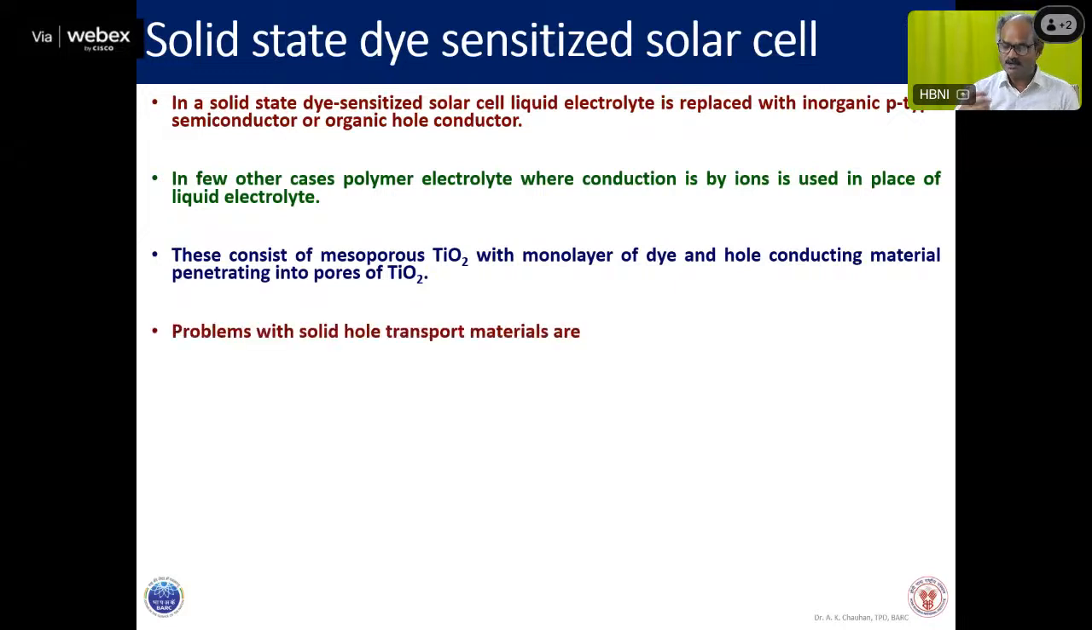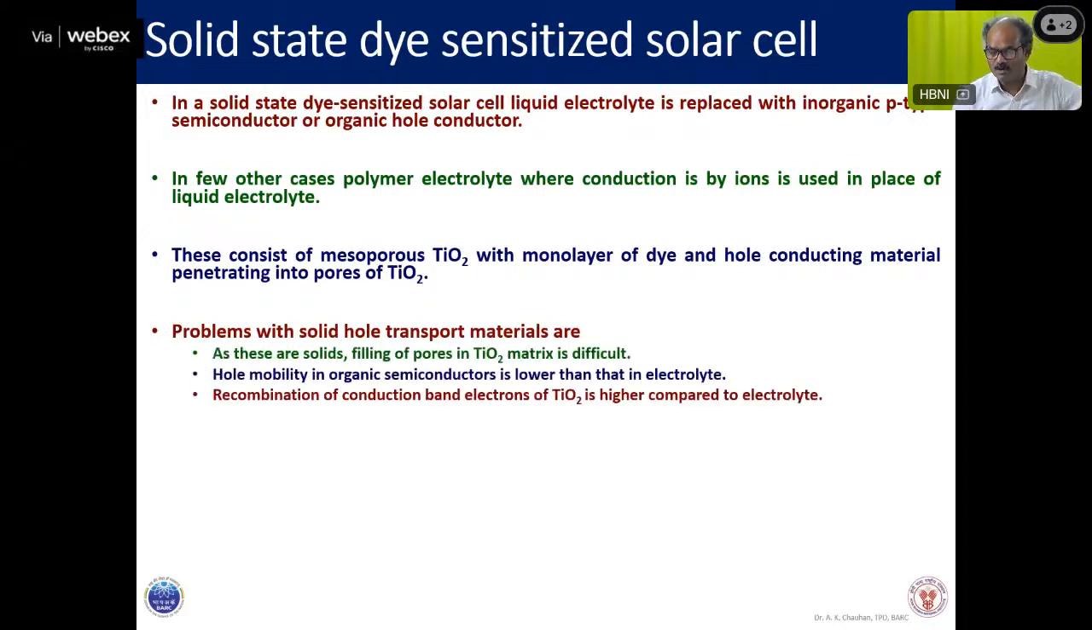See, the problem is when you use a solid. You can have the structure in your mind: you have the TiO2 structure, and there are a lot of TiO2 spheres. When you have a liquid, it is very easy. The liquid can go very easily inside, fill all the pores and deposit on all the TiO2 spheres. But that will not be the case when we are using a solid. A solid will not flow like a liquid and reach the entire thing. This is the problem with the solid state also.